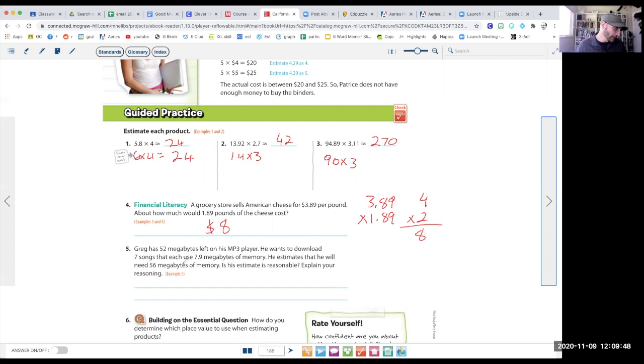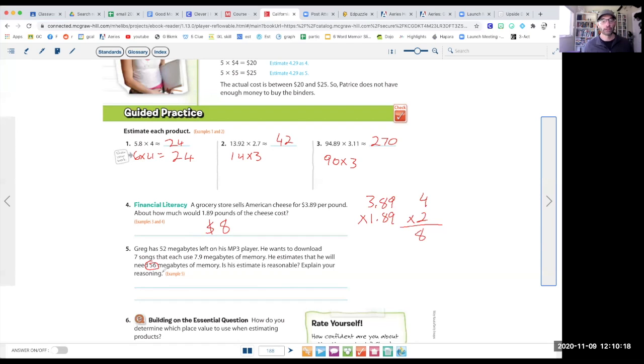And let's do the very last one. Greg has 52 megabytes left on his MP3 player. He wants to download 7 songs that each use 7.9 megabytes of memory. He estimates that he will need 56 megabytes of memory. Is his estimate reasonable? Okay, so he thinks the answer will be 56 megabytes. So let's see. 7 songs times that are 7.9 megabytes each. So what would we, oh, sorry, you do it yourself.